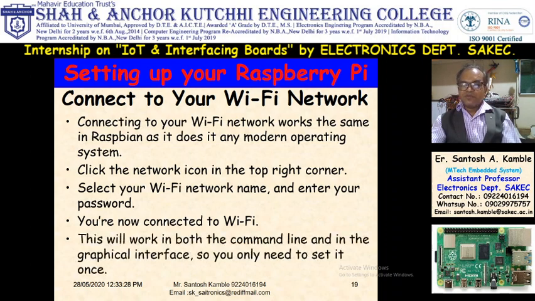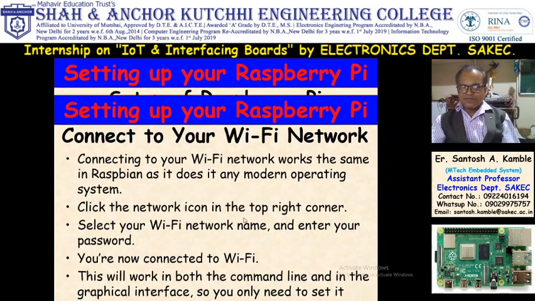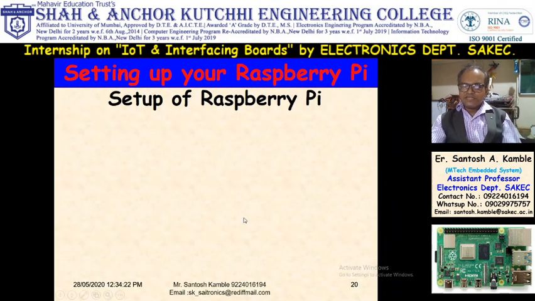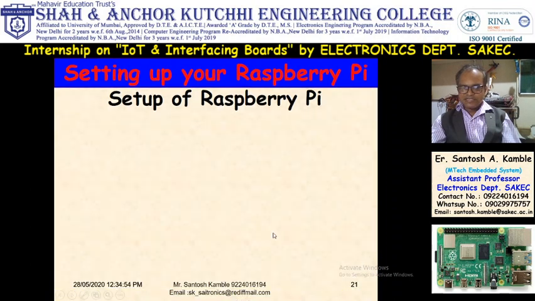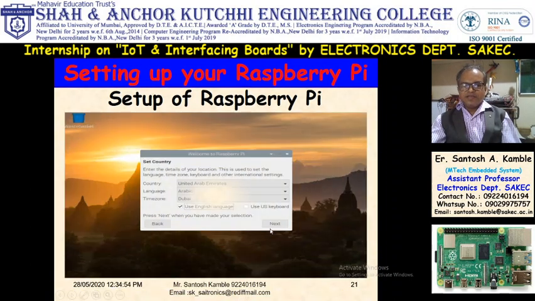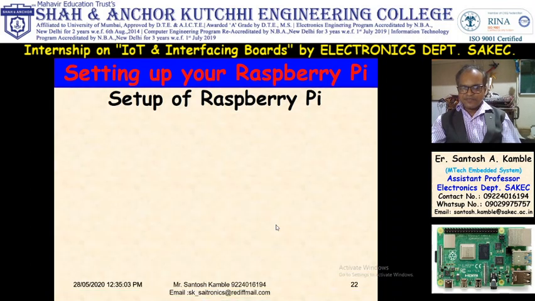This will work in both command line and graphical interface, so you can use it in both ways. So we will set up this Raspberry Pi. First you have to start, then it will ask for configuration. Click on next. When you click on next, it will ask to set the country. So the country is India and the language is English. Then you have to click on next.